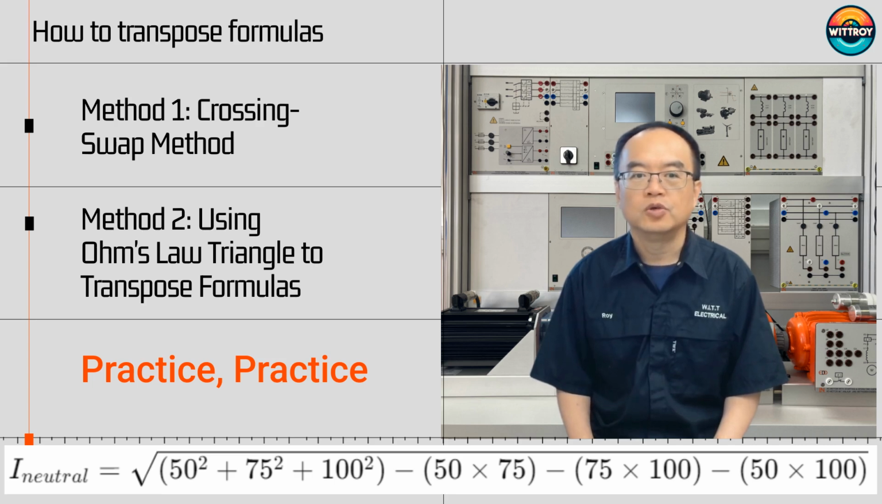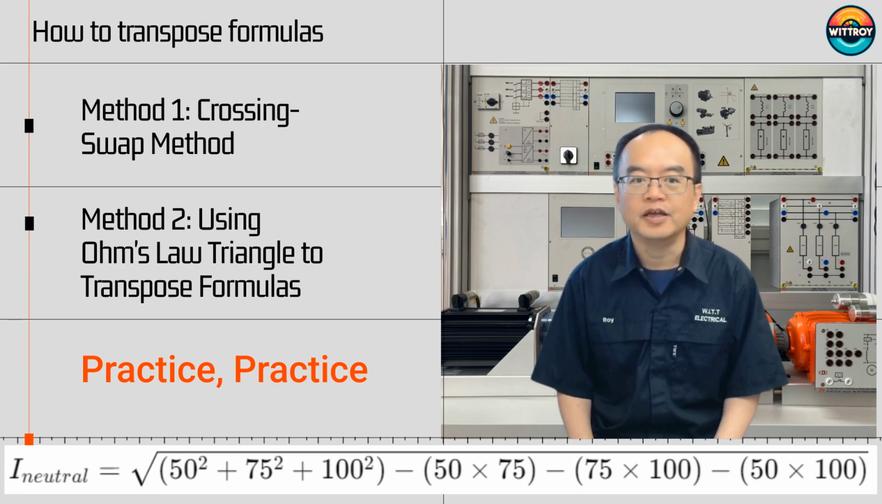Whether you use the crossing swap method or the Ohm's law triangle method, both approaches provide clear and effective ways to solve for variables in various formulas. Remember, practice makes perfect, so keep practicing until you are confident in your ability to transpose formulas efficiently.